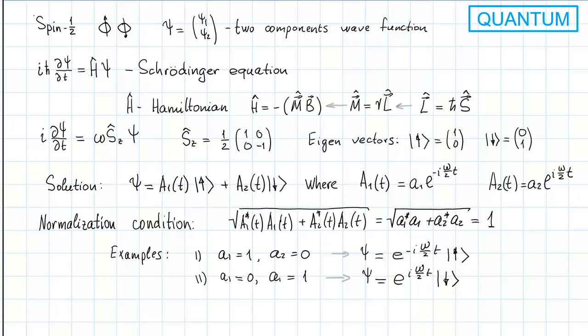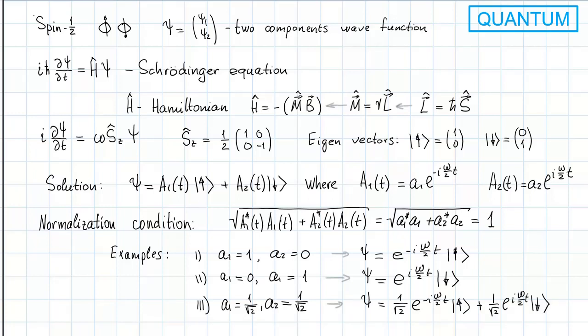And the third example is when both coefficients a1 and a2 are equal to 1 over square root of 2. This gives us a wave function which is proportional to the sum of the wave functions from examples 1 and 2. This result shows us how to construct the wave function of a spin 1/2 particle in a magnetic field.